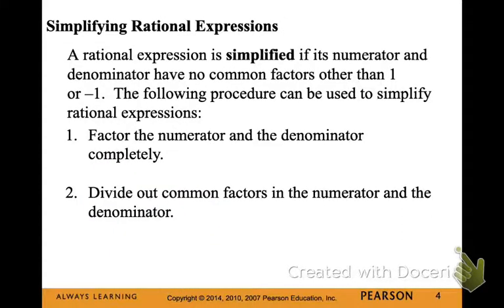When you simplify rational expressions, a rational expression is simplified if its numerator and denominator have no common factors other than 1 or negative 1. So the following procedure can be used to simplify rational expressions. The first thing is you need to factor the numerator and the denominator completely and separately. Then you need to divide out any common factors in the numerator and the denominator.